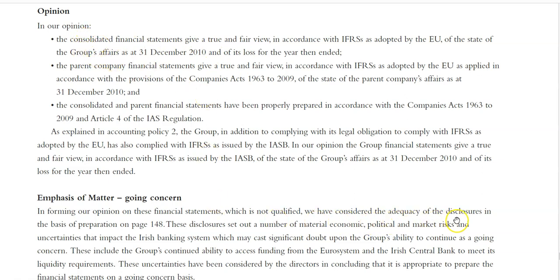And they're saying we've considered the adequacy of the disclosures, which are political market risks and uncertainties over the Irish banking system, which may cast doubt about the ability to continue as a going concern. And so what they're saying here is that there's a note, and the directors have discussed the material uncertainty. And so read this, and it's a bit like buyer beware. You've been told about this, so it's up to you now to make a decision if you want to keep your shares in the company or buy shares in the company.